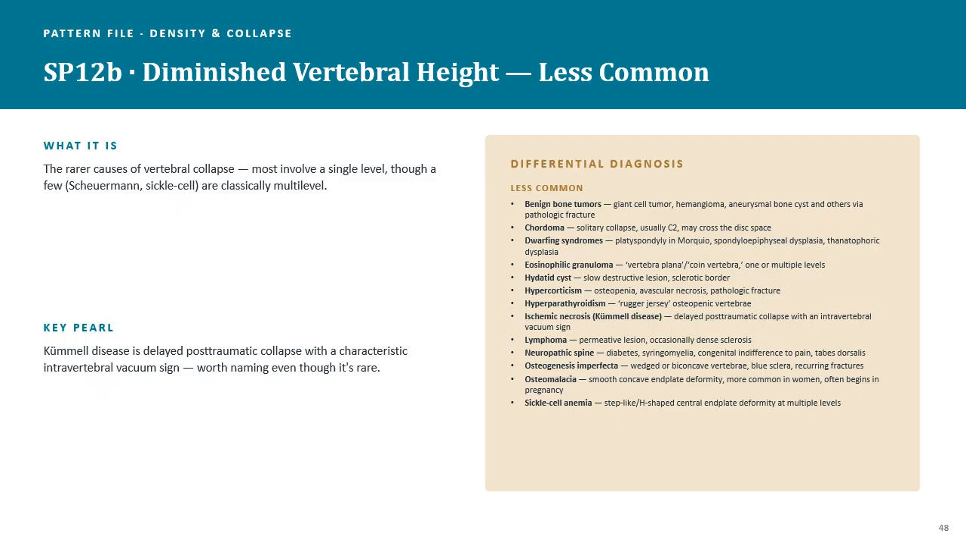Again, we're not trying to memorize all of these, but when we're looking at that loss in height or vertebral collapse, we're looking at: is it one level or more than one level? Is there some sort of history of trauma as well?